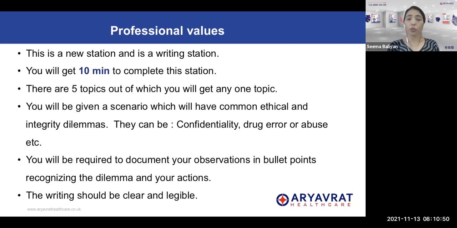You will be required to document your observations in bullet points, and please make sure that your handwriting is clear and legible. Again, you will get an A4 sheet on which you will have to complete this. There might be 5-6 bullet points that you have to write, so it is not that you will have to write extensively. There is no specific word count that you have to follow, but you have restricted time as well as restricted paper. I don't think you will be able to write so much that you fill sheets after sheets.